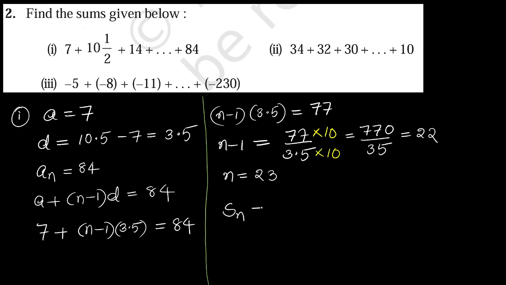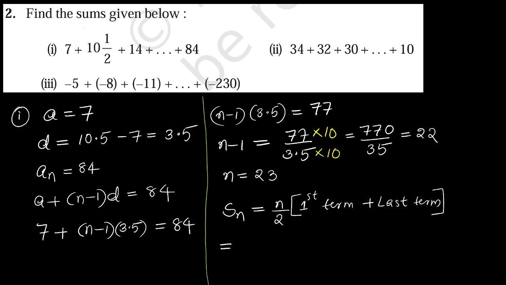Now let me write down Sn. Two formulas are available. Any formula you may use, no problem. But since the first term and last term are available, using the second formula is much more convenient. I have explained two formulas. One is n by 2 into (2a plus (n minus 1) into d). Another formula is this. This formula is a little bit convenient because the first term and last term both are available. Understood? That is why I am using this formula.